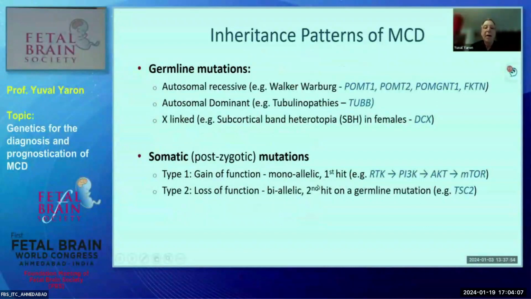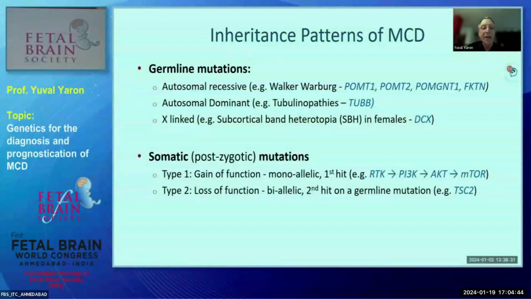A little bit about the inheritance patterns of malformation of cortical development, and this may be quite varied. So first, I'd like to make a distinction between germline mutations. These are inherited mutations where the parents have recurrence risk depending on the type. And then there are somatic post-zygotic mutations, meaning that they occur de novo, but not only that, they occur only in certain tissues and in certain concentration. So first, starting with the germline mutations, there are varying types of inheritance patterns.